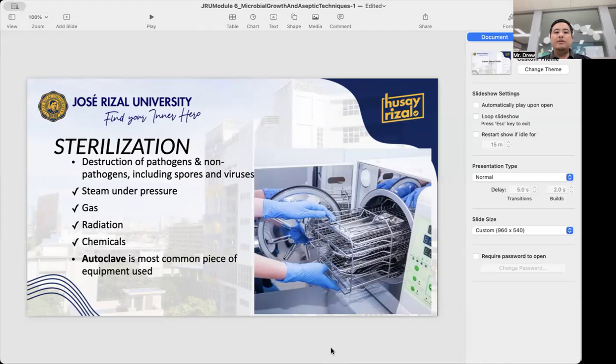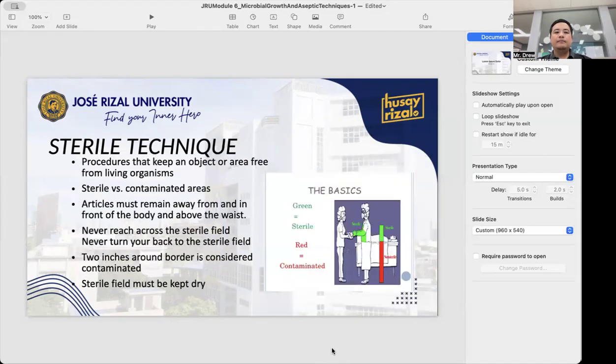Sterilization, this is what we use, like autoclave, steam, gas, radiation, chemicals. Sterile technique, as you can see in here. Procedure to keep an object or area free from living organisms.